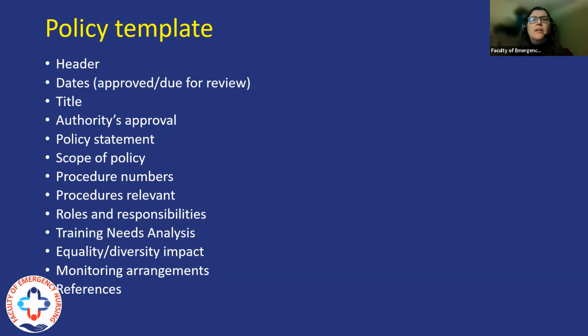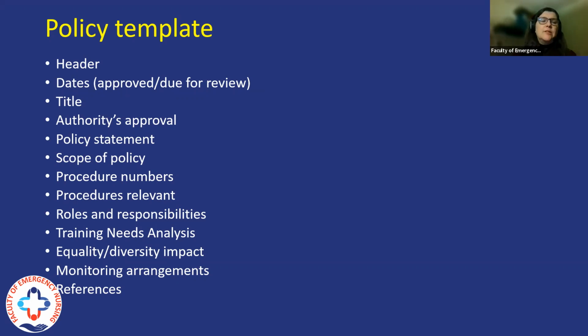Some policies are required by law or by other trust policies to be regularly reported and monitored. So that might be necessary. And at some point you've got to put the references in, so that you might be referring back to something.